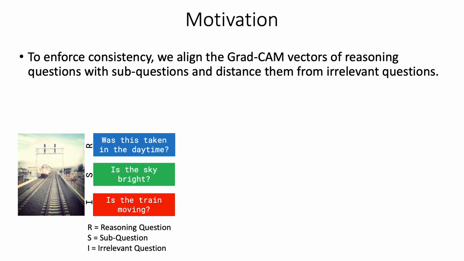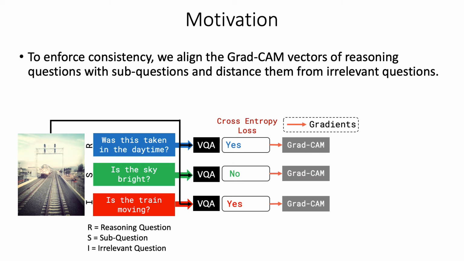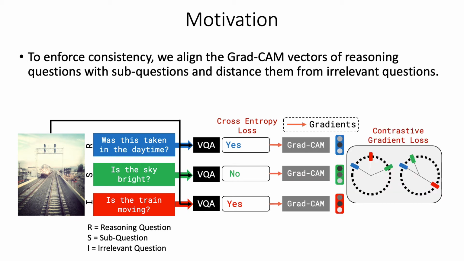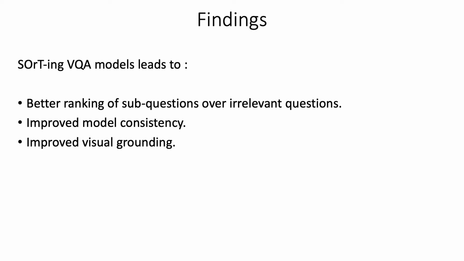In the training stage, for each batch of a reasoning question, sub-question, and irrelevant question on a given image, we first enforce a cross-entropy loss with respect to the ground truth answers for each of these questions. Next, we compute gradcam vectors for each of these questions and enforce a contrastive gradient loss, which is intended to bring about our desired alignment. We find that our approach leads to better ranking of sub-questions over irrelevant questions, improved model consistency, and improved visual grounding.